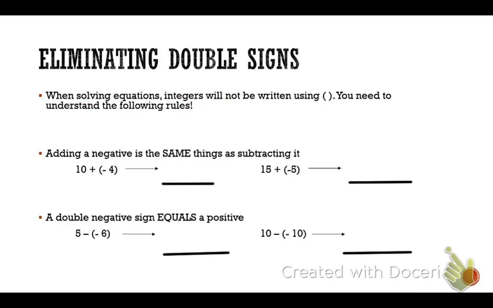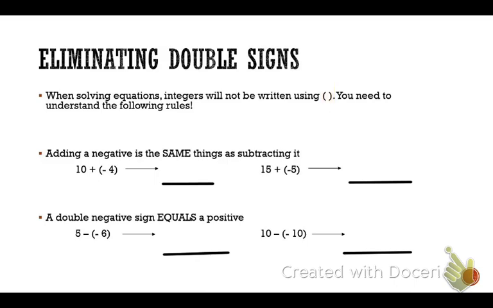This next part of your notes is talking about eliminating double signs. Sometimes when we have double signs, it can get a little bit confusing. So I want to teach you something that hopefully will help make it just a little bit more clear. When solving equations, integers will not be written using parentheses. Sometimes we will use parentheses because it keeps that negative sign with a number, but you do not always have to use those parentheses. You need to understand the following rules, though, in order to get rid of those parentheses.